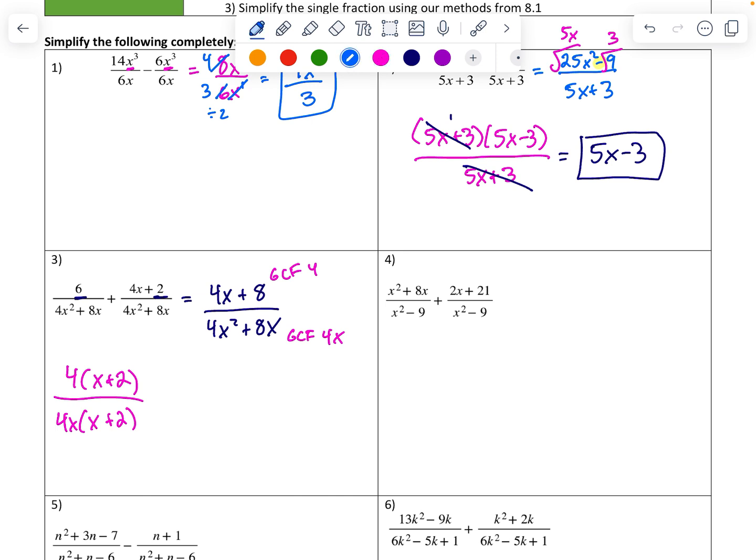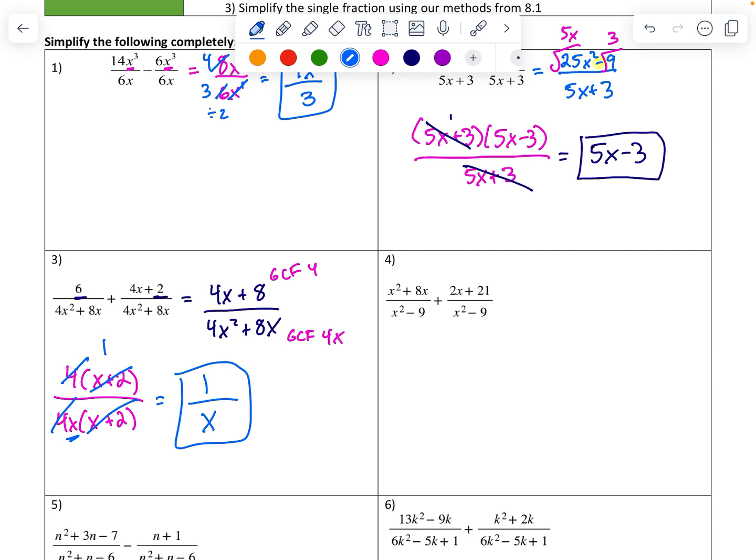Oh, perfect. So x plus 2 and x plus 2 cancel. 4 and 4 also cancel. Since nothing is on the top, make sure you do the invisible 1. And on the bottom, we are just left with that x. So we've simplified it all the way. So I find these units to be really satisfying because I really love canceling things out that equal 1.